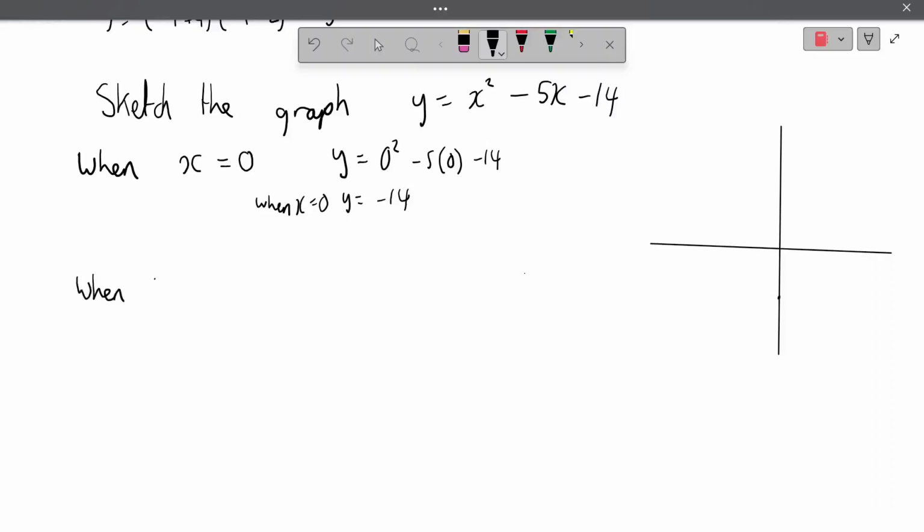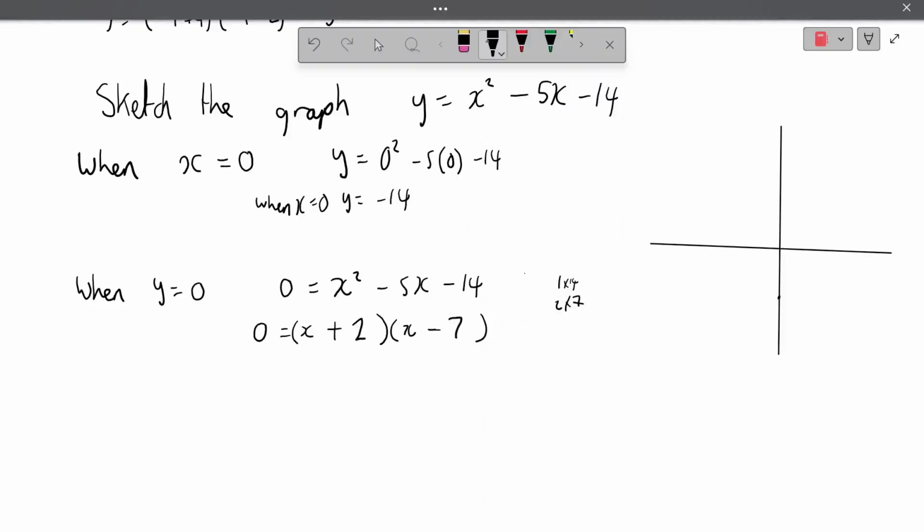When y equals 0, 0 equals x squared minus 5x minus 14. Now in this example, I've made it factorizable. So 0 equals, with brackets, we have an x and an x. One's a positive, one's a negative. And we have the factors of 14, which is 1 times 14, and 2 times 7. Well, let's clear the second one. We have a plus 2 and a minus 7. And that then is factorized, but we haven't solved it.